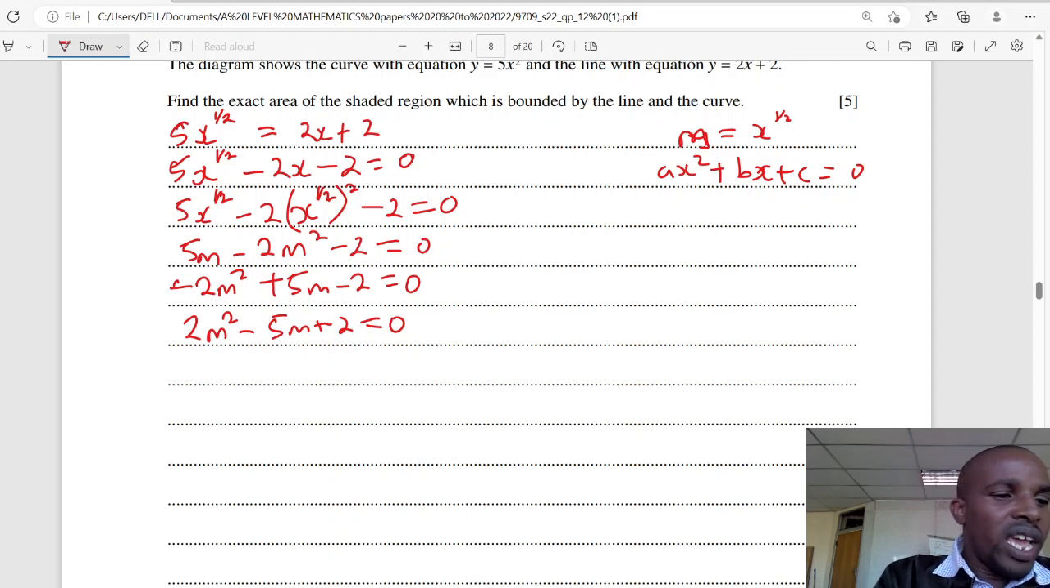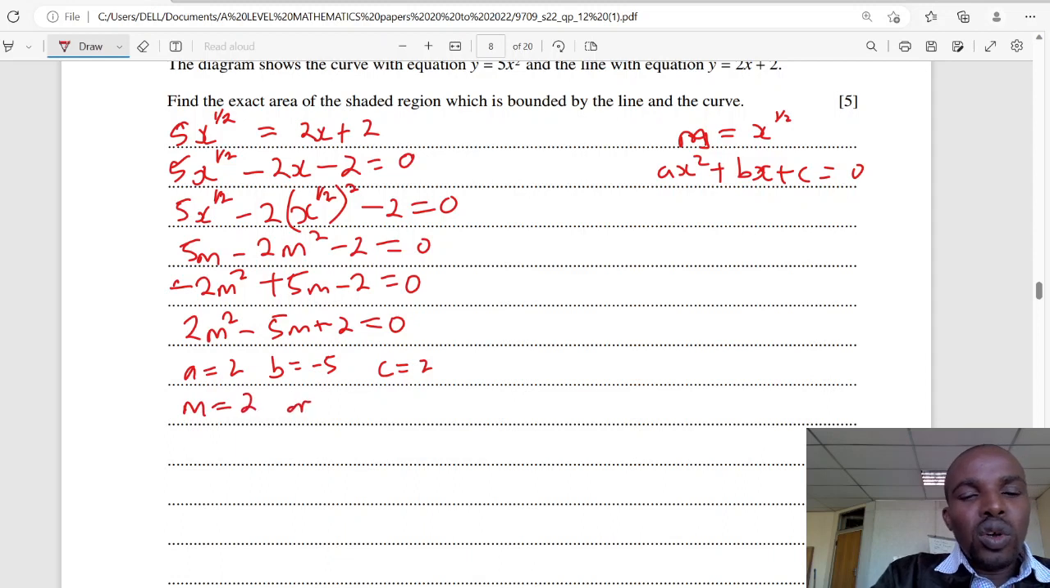You can say your a is equal to 2. Then your b is equal to minus 5. Minus 5 is your b. Then your c is equal to 2. So a is equal to 2, b is equal to minus 5, then your c is equal to 2. Then from this, you can get your first answer as m is equal to 2. Or your second answer, the quadratic formula is this one.